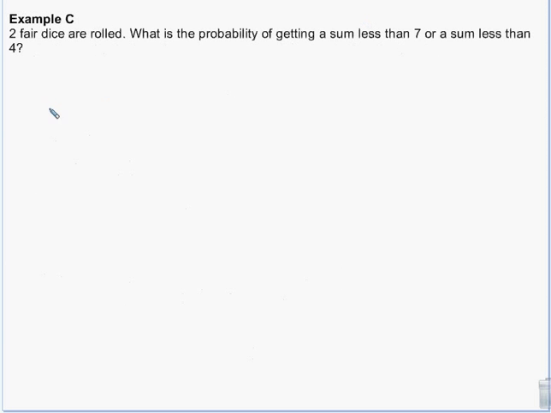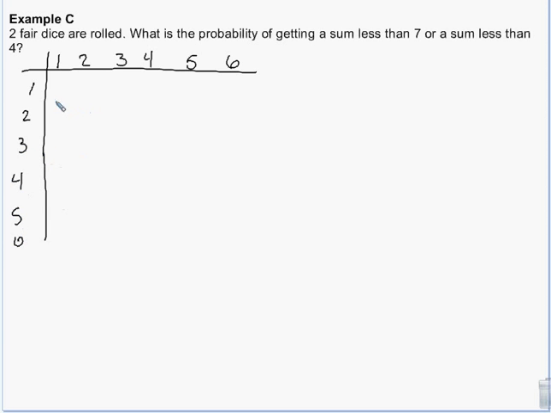We have 2 dice. What is the probability of getting a sum less than 7 or less than 4? Okay, so I'm going to make that table again like I did, but I had it typed out. I'm going to show you guys how to make your own table. And it doesn't really take that long, even though you go, oh my gosh, that's a lot of adding.